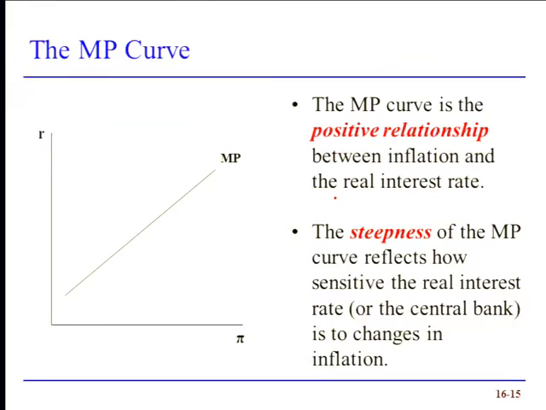Now, the second curve that we have is our monetary policy curve. This tells us what the central bank is doing. The monetary policy curve shows the positive relationship between the real interest rate and the inflation rate. And again, this is the real interest rate that the central bank sets. The steepness of the monetary policy curve reflects how sensitive the real interest rate is to changes in inflation. If the central bank becomes more sensitive to changes in inflation, the monetary policy curve will become steeper.